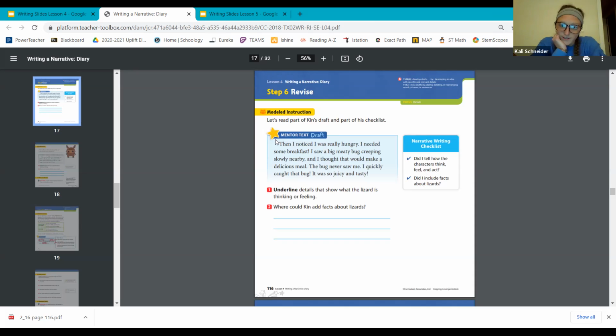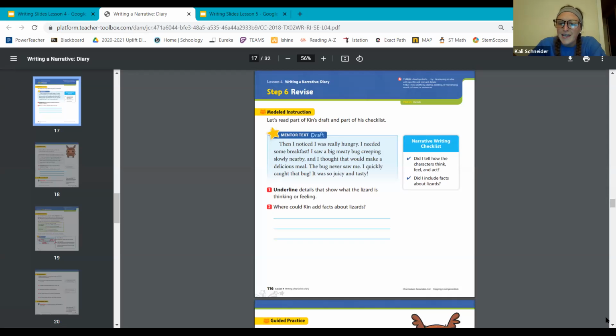Mentor text draft. Then I noticed I was really hungry. I needed some breakfast. I saw a big meaty bug creeping slowly nearby, and I thought it would make a delicious meal. The bug never saw me. I quickly caught that bug. It was so juicy and tasty.